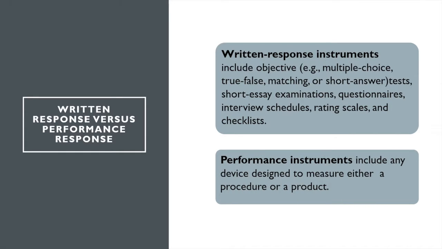While performance instruments include any device designed to measure either a procedure or a product. Procedures are ways of doing things, such as writing a letter or solving a puzzle, while products are the end result of procedures. Performance instruments are designed to see whether and how well procedures can be followed and to assess the quality of products.